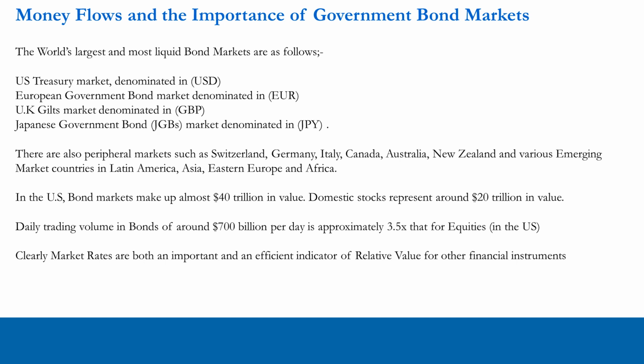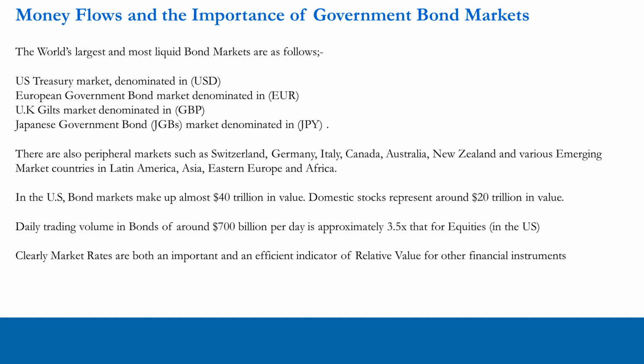The US Treasury market, by far the biggest, denominated in US dollars. The European government bond market, denominated in euros. UK gilts, denominated in British pounds. And the Japanese government bond, JGBs, that market denominated in Japanese yen. There are also peripheral markets globally, such as Switzerland, Germany, Italy, Canada, Australia, New Zealand, and various emerging market countries in regions like Latin America, Asia, Eastern Europe, and Africa.